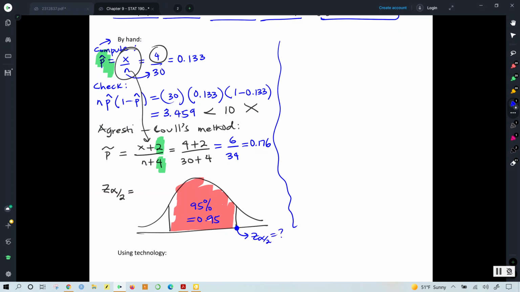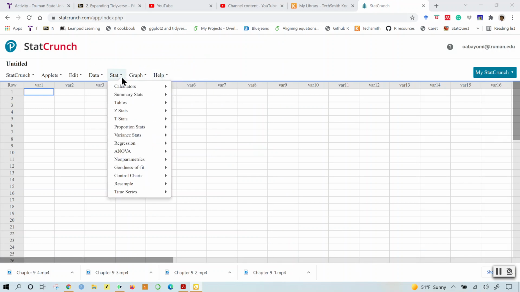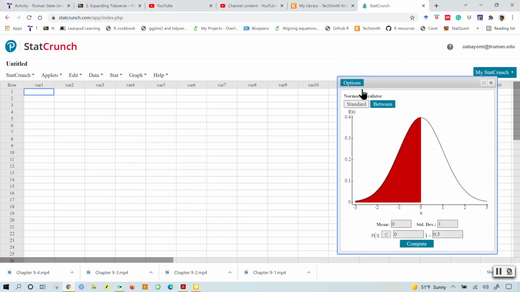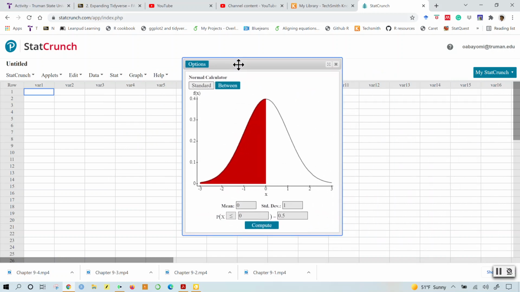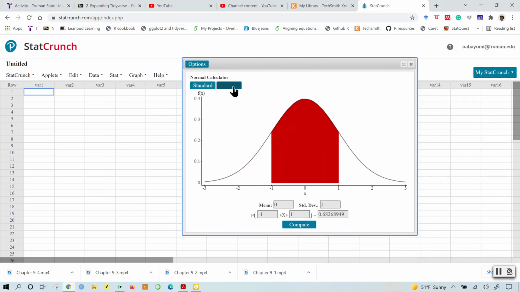I'll go to StatCrunch. So here we are in StatCrunch. I'll go to Stats, I'll go to Calculators, then I'll go to the normal calculator. And here under the normal calculator, I'll drag and slide this way, and I'm interested in between.